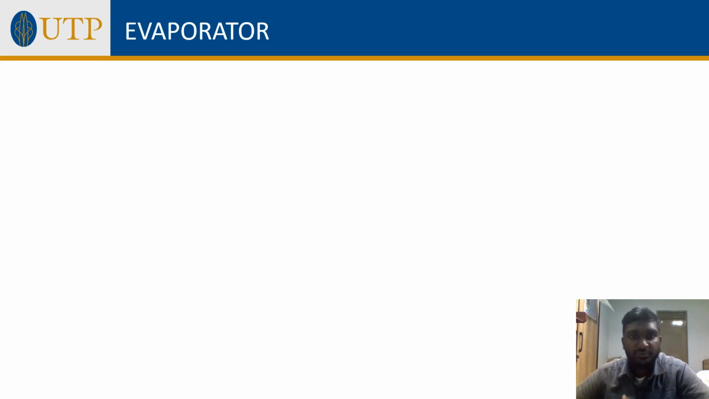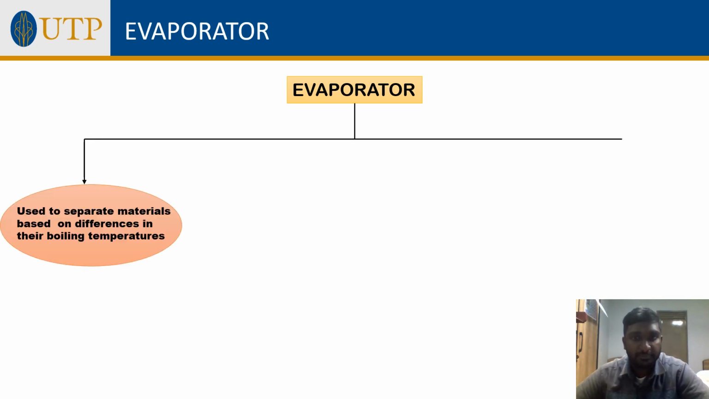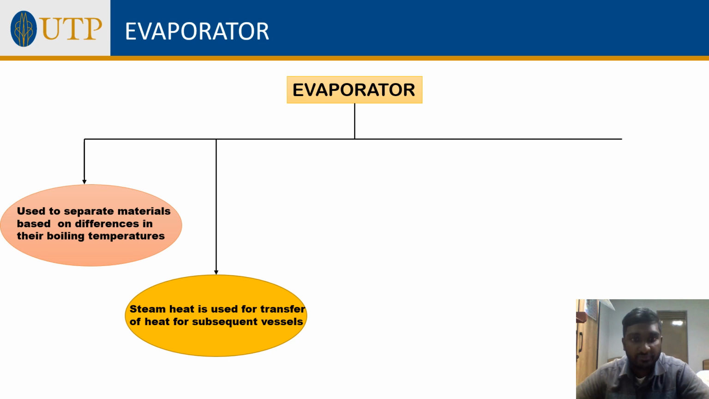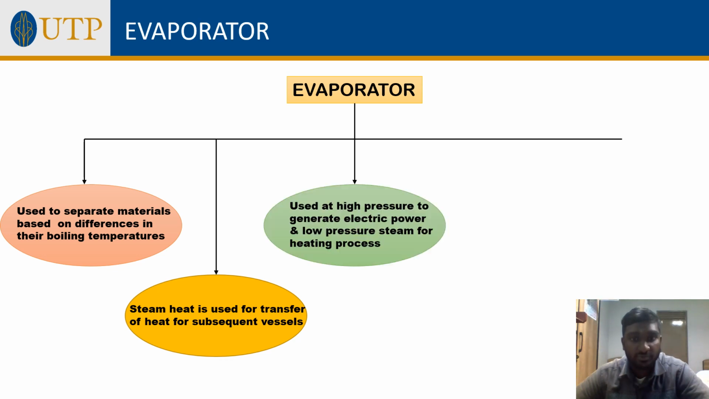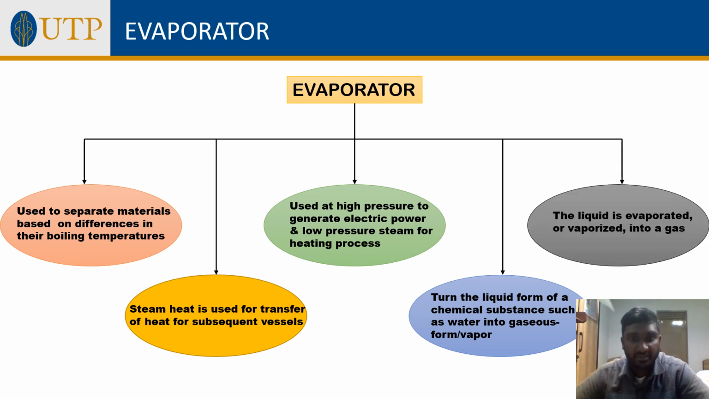Now I would like to move on to the introduction on the evaporator that can be found in a boiler or steam generator. Basically, the evaporator is used to separate material based on the difference in their boiling temperatures, and the steam heat is used for transfer of heat for subsequent vessels. Evaporators are also used at high pressure to generate electric power, meanwhile the low pressure steam is used for heating process. It also turns the liquid form of a chemical substance such as water into gaseous form or vapor, where the liquid is evaporated or vaporized into gas.